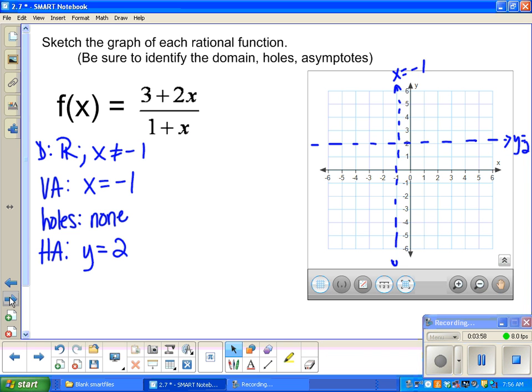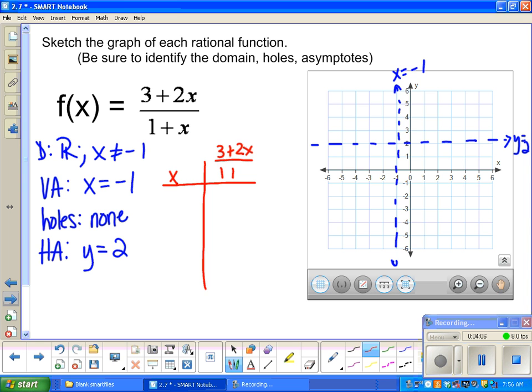So again, now I'm going to start my t-chart. I'm going to plug in 2 values to the left of the vertical asymptote. I'm going to pick -2 and -3. Substitute those in, and if I substitute -2 into the function, I'm going to end up with 1. If I substitute -3 into the function, I'm going to get 1.5, or 3/2. Okay, so -2, 1, and -3, 1.5.